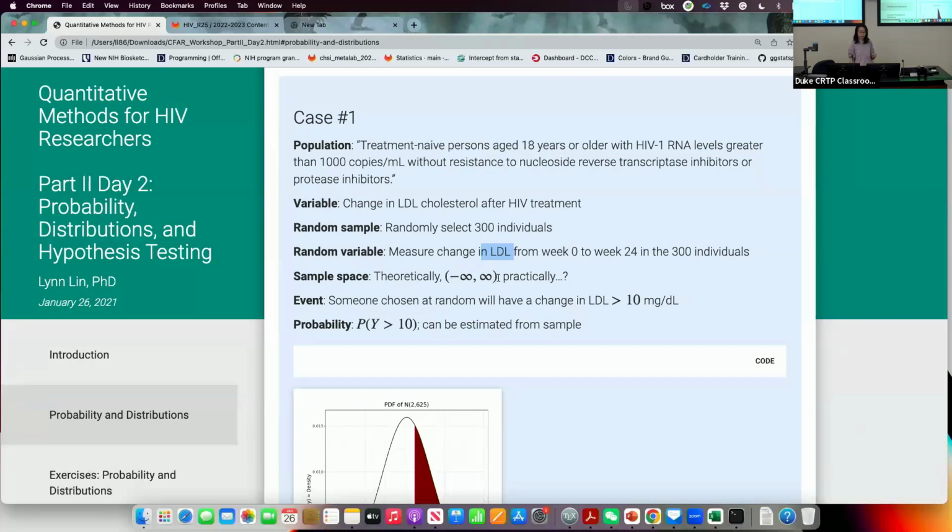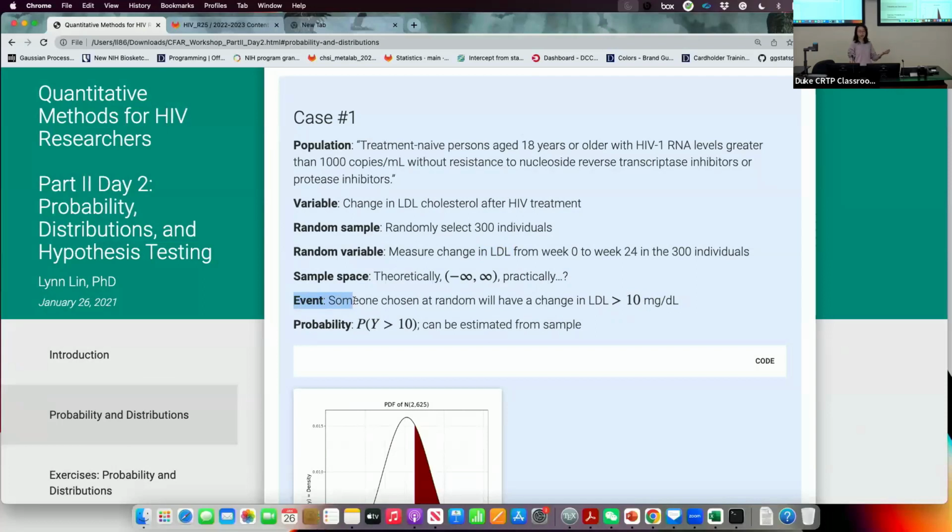Okay, once we have this sample space, we can define events. So the event being the change in LDL should be greater than 10. Even though my boundary is from negative infinity to infinity, I'm more interested in the people whose change is a positive number, and this positive number is greater than 10. Then, according to this event, the probability will be the chance that this event will happen.